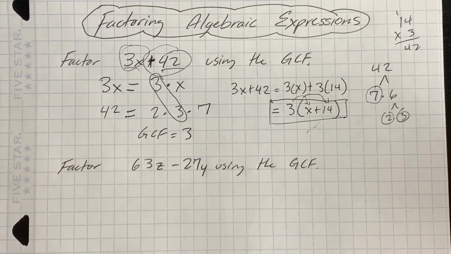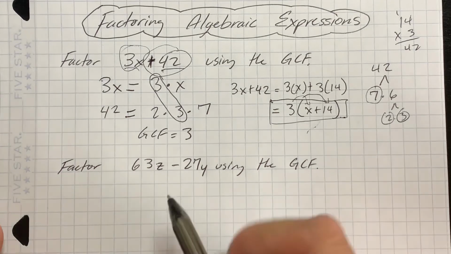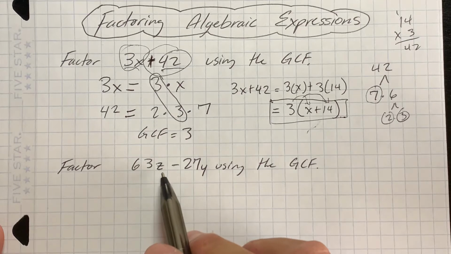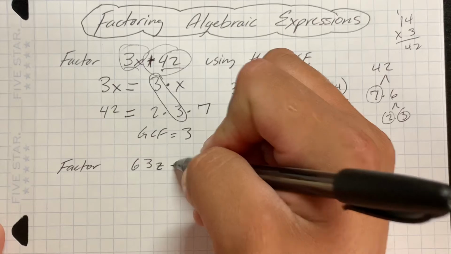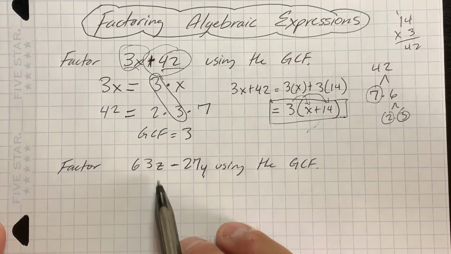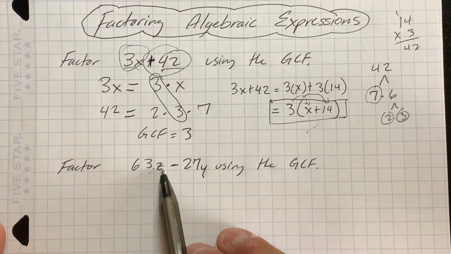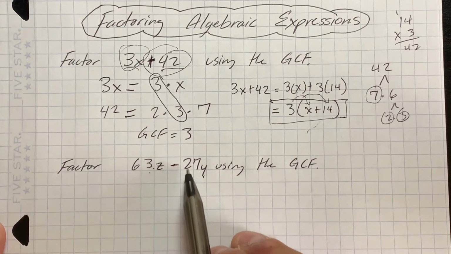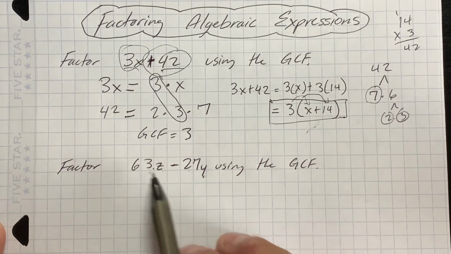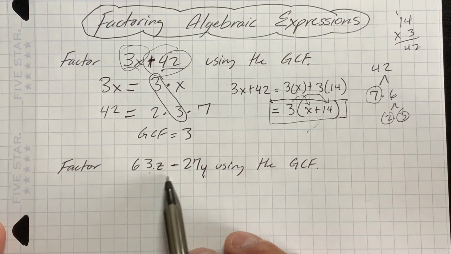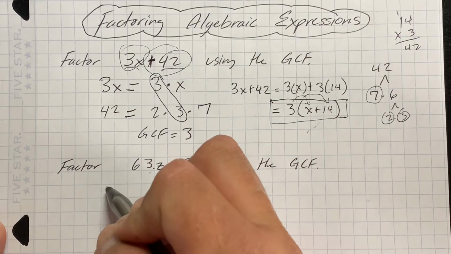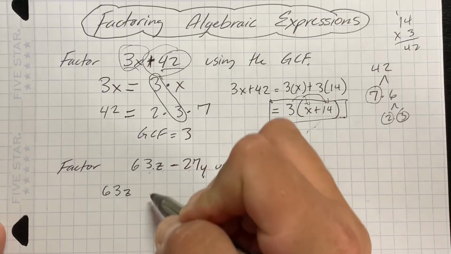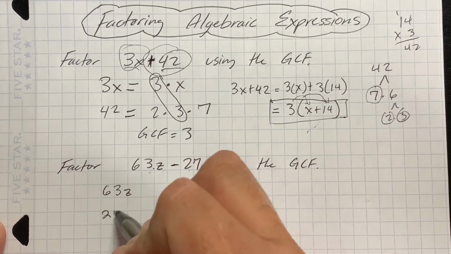Okay. Let's move on to the next one. For this one, you have 63z minus 27y. Again, there's two terms separated by your subtraction symbol. 63 is the coefficient, z is your variable, negative 27 is your coefficient, and y is your variable. So we're going to factor this algebraic expression using the greatest common factor. We're going to write the first term 63z, and the second term 27y.